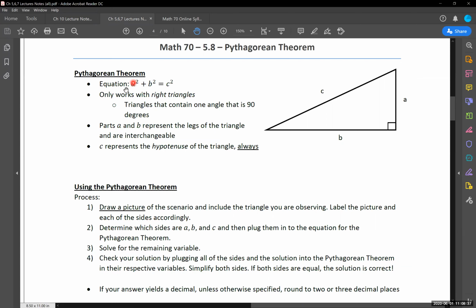So again, our general equation is that a squared plus b squared is equal to c squared. And it only works with right triangles. The giveaway for a right triangle is this little square that's going to be showing up in here. If we do not have this little square showing us that we have a right angle, or nowhere in the problem are we told we have a right angle, we cannot use this equation.